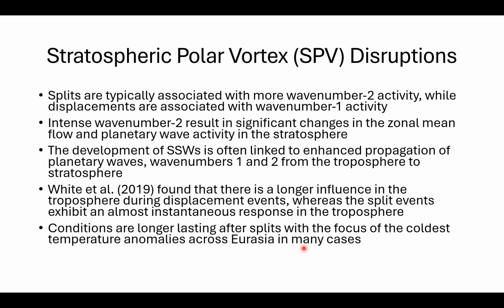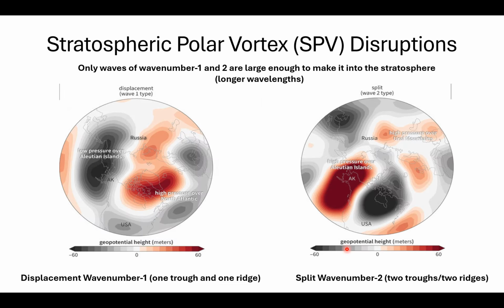Again, it's not always the case, because we're dealing with the atmosphere here, and there's a bit of chaos involved in the atmosphere. So it doesn't mean it's completely set in stone that it's going to happen that way. But in many cases, when we have polar vortex splits, the dominant vortex goes over to the Eurasia side. So here are the examples of wave number 1 and wave number 2.